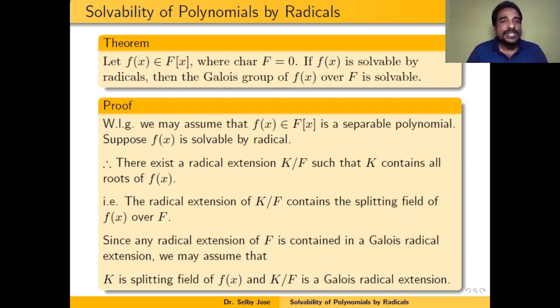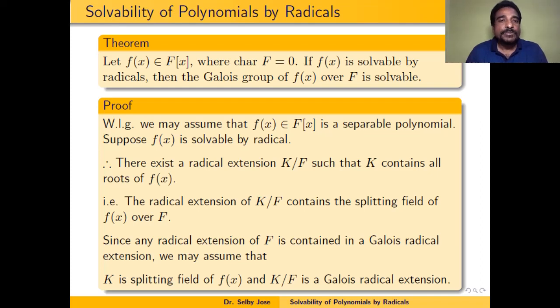Now we will see the relationship between a polynomial being solvable by radicals and its Galois group. So let F be a field of characteristic 0 and f(x) be a polynomial over F. If f(x) is solvable by radicals, then we can show that the Galois group of f(x) over F is solvable. That means if f(x) is solvable by radicals, then the corresponding Galois group of f(x) is a solvable group.